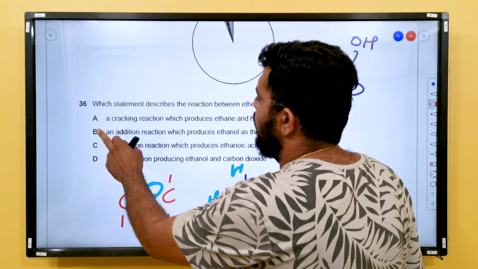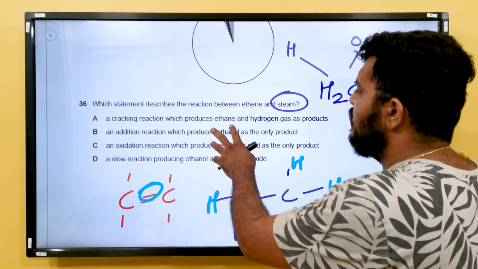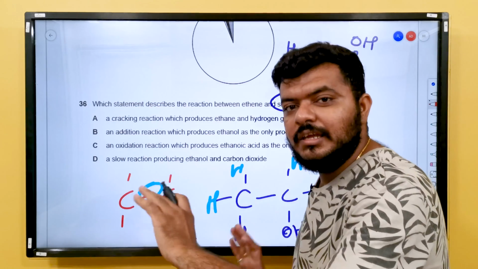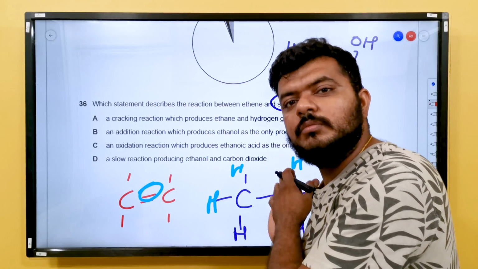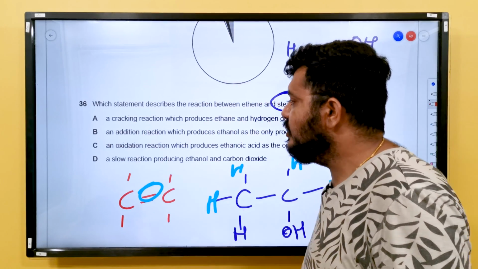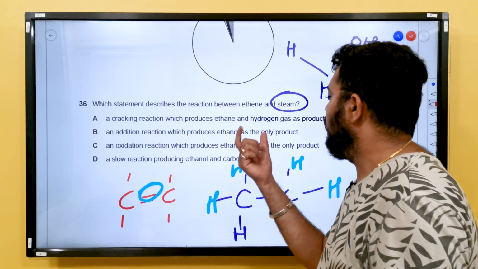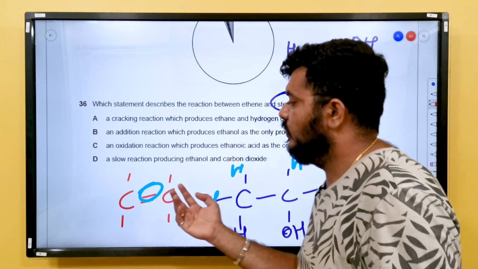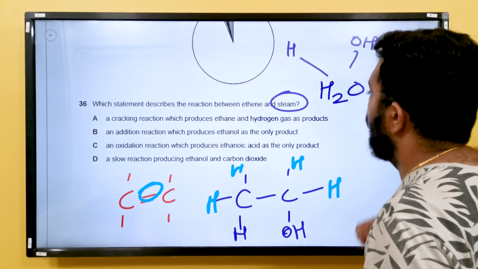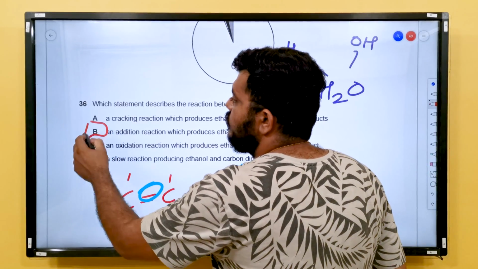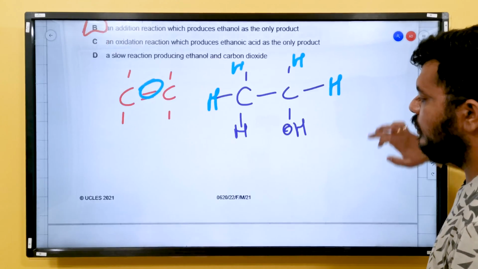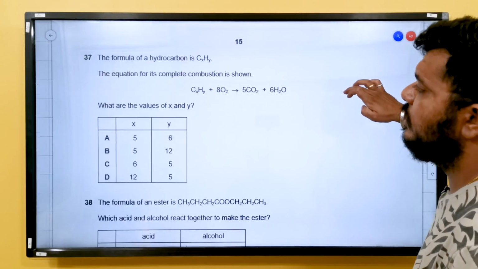So, a cracking reaction which produces ethane and hydrogen gas. Okay, long chain alkane can be cracked, alkenes cannot be cracked. This is not even a long chain alkene. An addition reaction which produces ethanol as the only product. Yes, if the double bond is broken, it is an addition reaction, and therefore only ethanol is produced. So your correct answer is option B. Let's find out what is the next question.